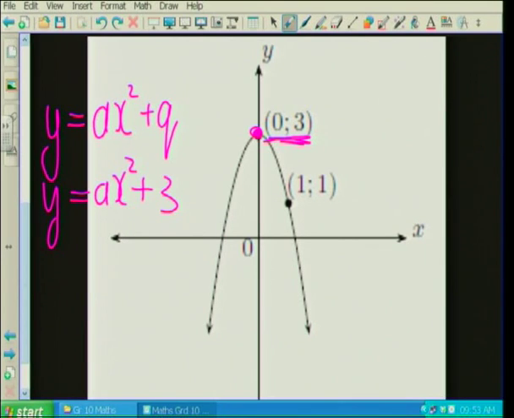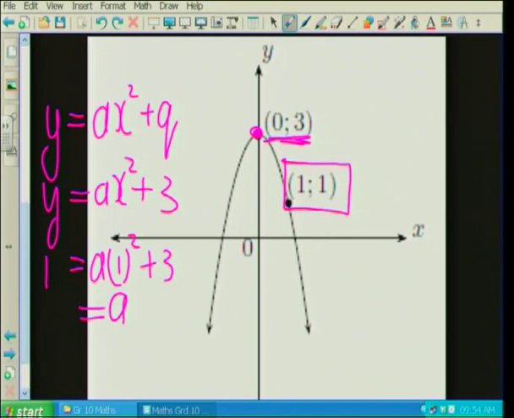The next thing that I need to calculate is the value of a, and for that I'm going to use the point given to me on the graph. x is 1, y is 1. So 1 is equal to a times 1 squared plus 3. And that gives me an a value of -2. So therefore, the specific equation for this graph is y is equal to minus 2x squared plus 3.